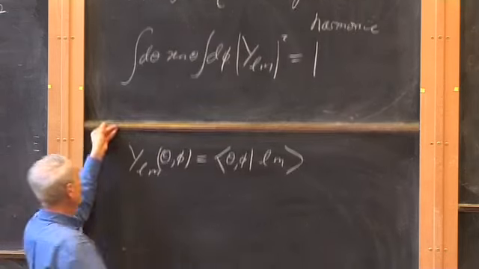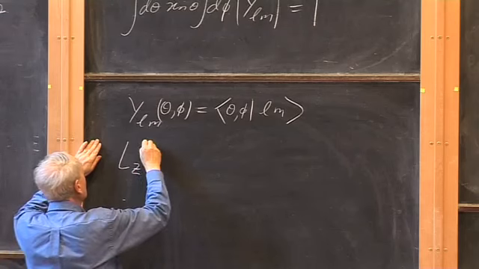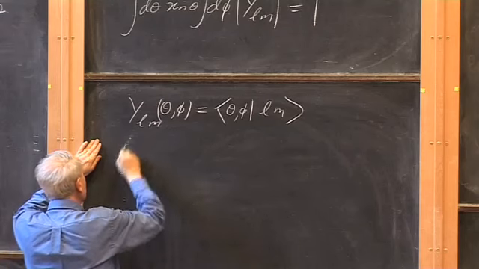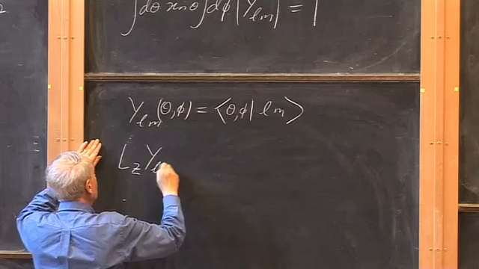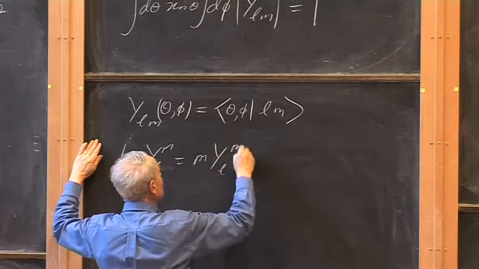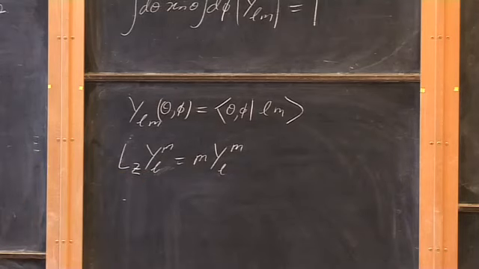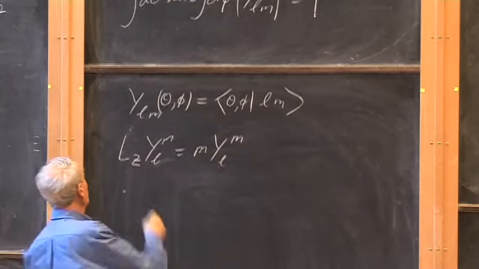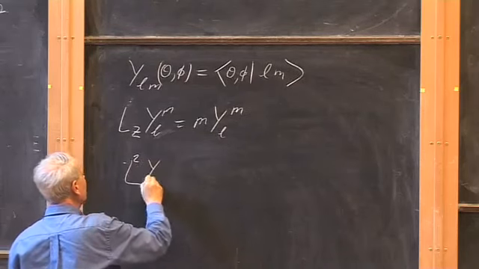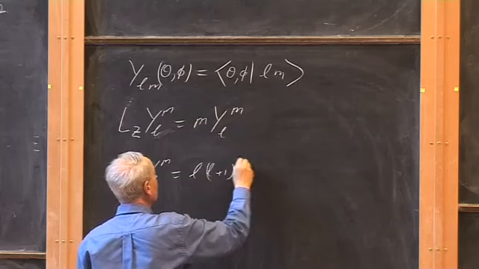That is to say, if in the position representation you apply L_z to Y_LM, you get m times Y_LM, which is a trivial result because this thing goes like e to the i m phi. And if you apply L squared to Y_LM, you get L(L+1) times Y_LM.